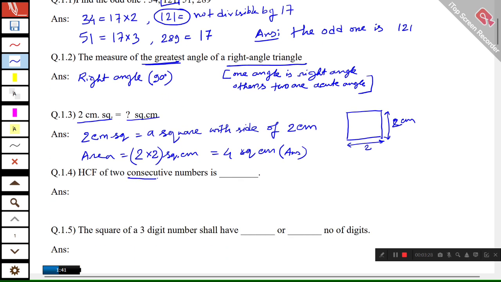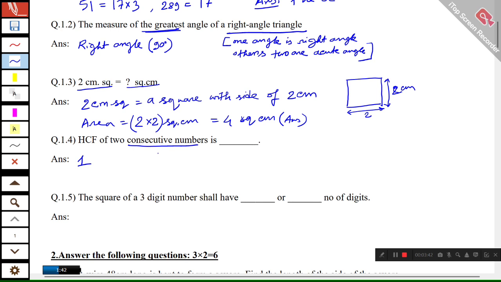HCF of two consecutive numbers. Consecutive মানে পরপর দুটো নাম্বার. Since two consecutive numbers are prime to each other, HCF is always 1. So for two consecutive numbers, HCF is always 1.